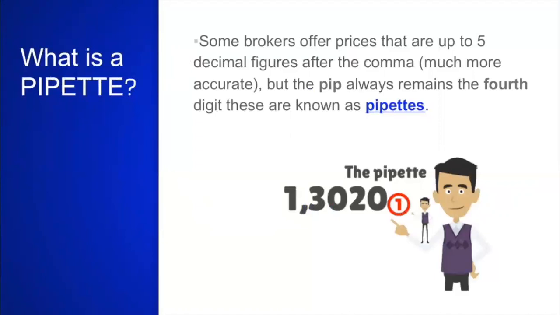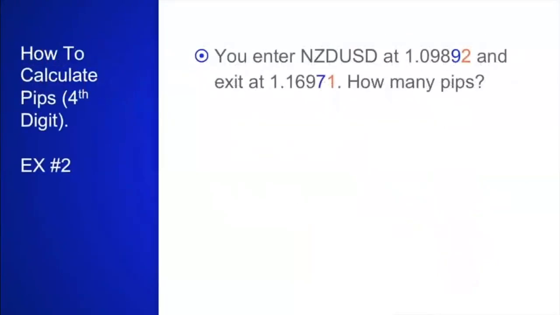The one that you care about is the 4th decimal place. So now here's our second example. You enter New Zealand dollar at 1.09892 and exit at 1.16971. How many pips? So right now, you should have your calculator out. You can pause the video. You should be subtracting these numbers to find out what that decimal answer is.